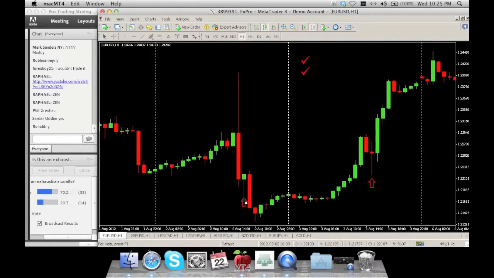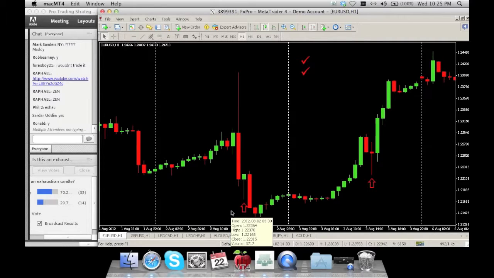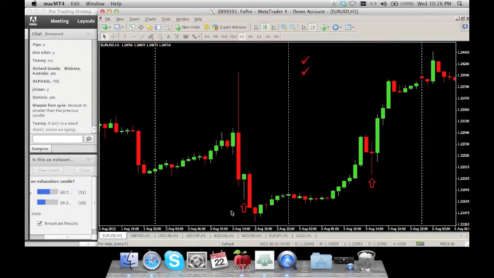All right, now pop quiz. Exhaustion, yes or no? This one. What is the main reason this is not an exhaustion? There you go, Phil. Phil's got it. Smaller than the previous candle. Look at the size of this last sucker here. It's humongous. This little thing has no chance.